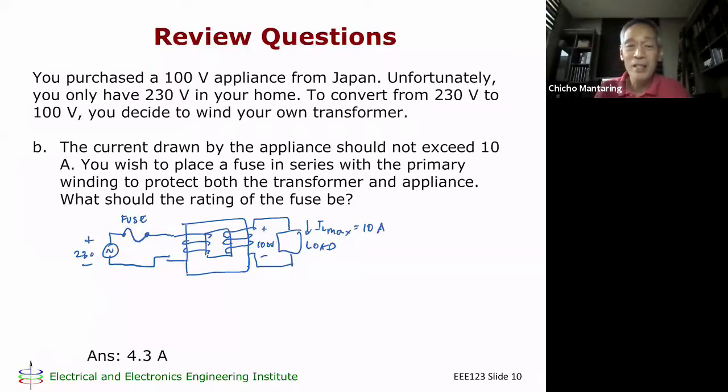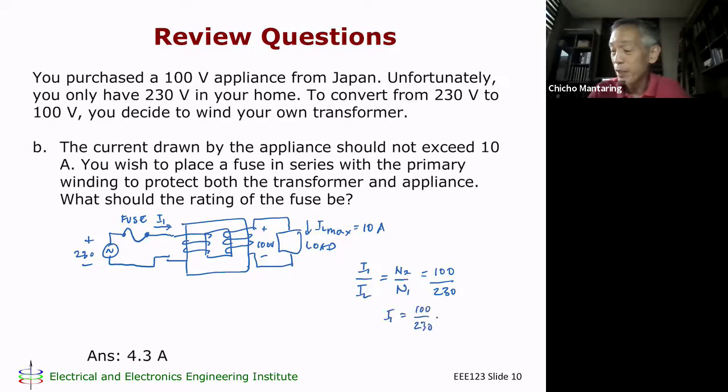Yeah, about 4.3 amps. So how do you do this? Let's call this I1. I1 over IL will be equal to N2 over N1. I1 over I2 is equal to N2 over N1. But N2 over N1, what is this? This is 100 over 230, because our turns ratio is 230 over 100, so the reciprocal of that is 100 over 230. But IL is equal to 10. Therefore, I1 is equal to 100 over 230 times 10.